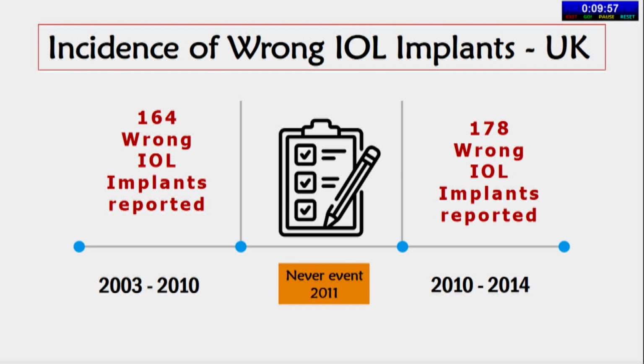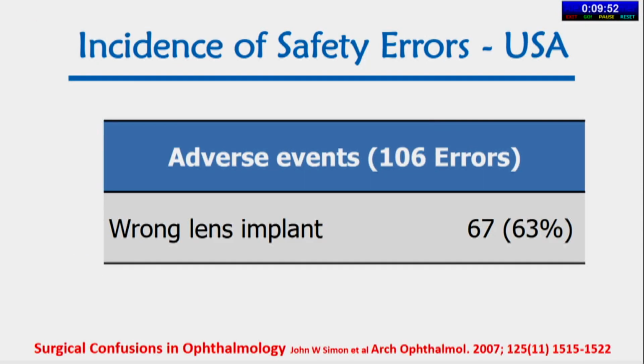And then still there were 178 wrong IOL implants reported in just a matter of 4 or 5 years. In the US, there was an analysis of 106 events where the insurance companies had to pay for the litigations. And in this, they found that the wrong lens implant was a major chunk, with 67 of them, almost 63% of them, being due to a wrong lens implant.